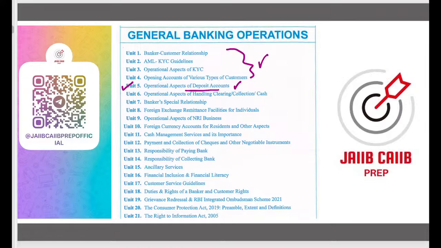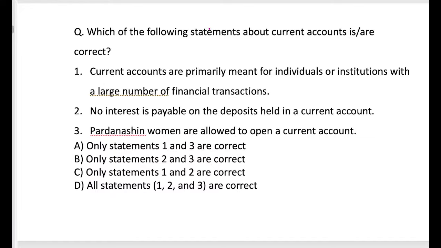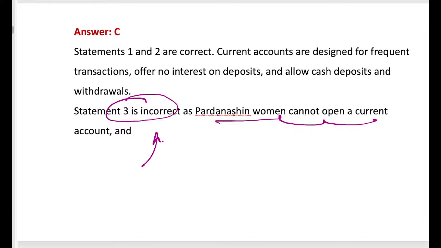All right, chalo, next one, operational aspects of deposit accounts, the next unit. So first question, current accounts are primarily meant for individuals or institutions with a large number of transactions. No interest. Parda nashin women are allowed to open current accounts. Only 1 and 2 should be the right answer. Okay. So these two statements are correct. Parda nashin women are not allowed to open the accounts as per the rule itself, right?